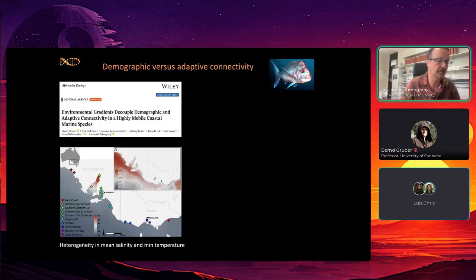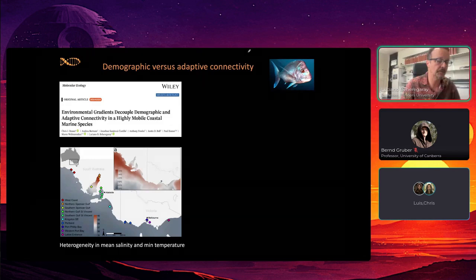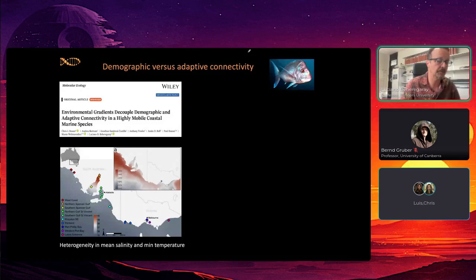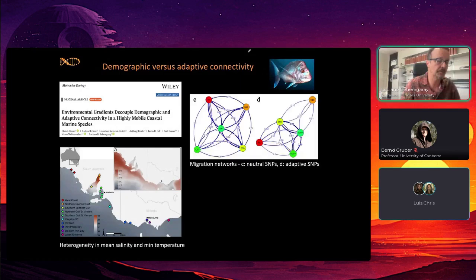Temperature also varies quite a lot. This plot here, at the top, is the mean temperature over the year. So you can see that both gulfs are much colder than areas of the adjacent coast. So what Chris did here is run RDA tests, and I'm not showing those because that's the hands-on session, and use the adaptive data set to estimate migration rate across this entire coastal region.